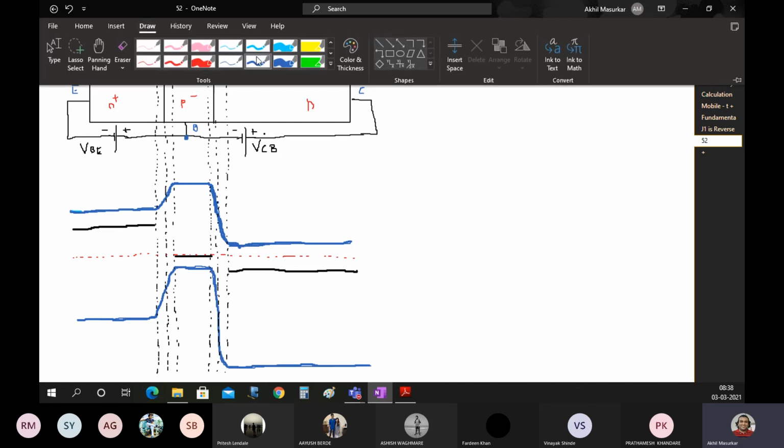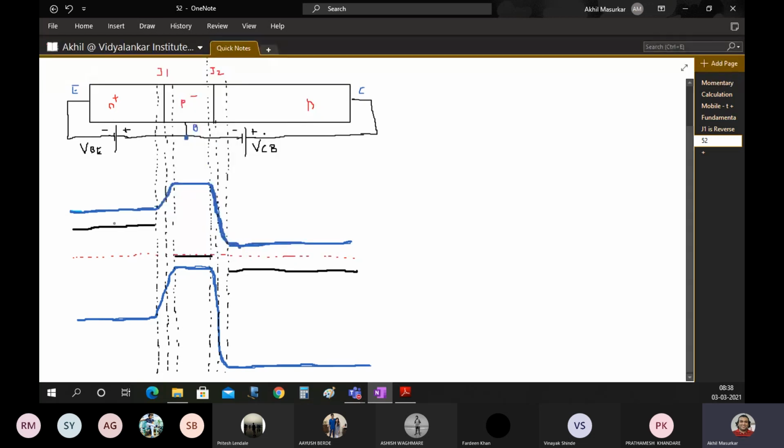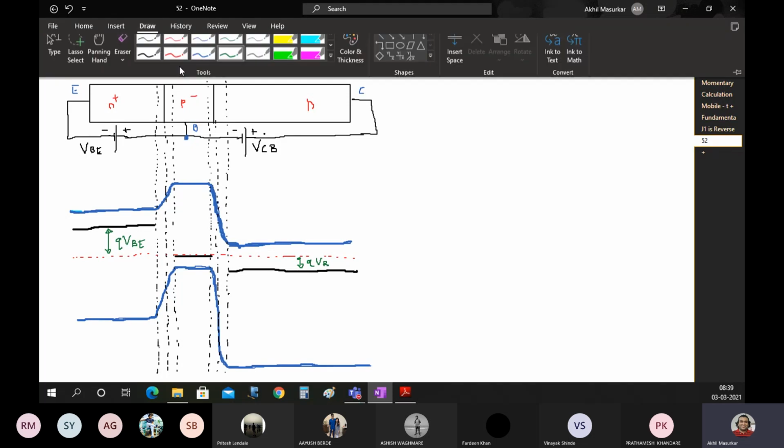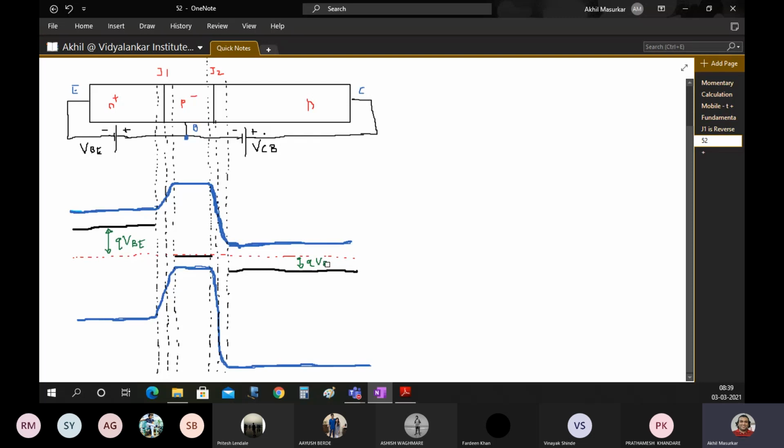So here we have this increase because of the voltage on this side, so that will be Q times VBE, and here this is Q times VCB, not VBC, VCB.